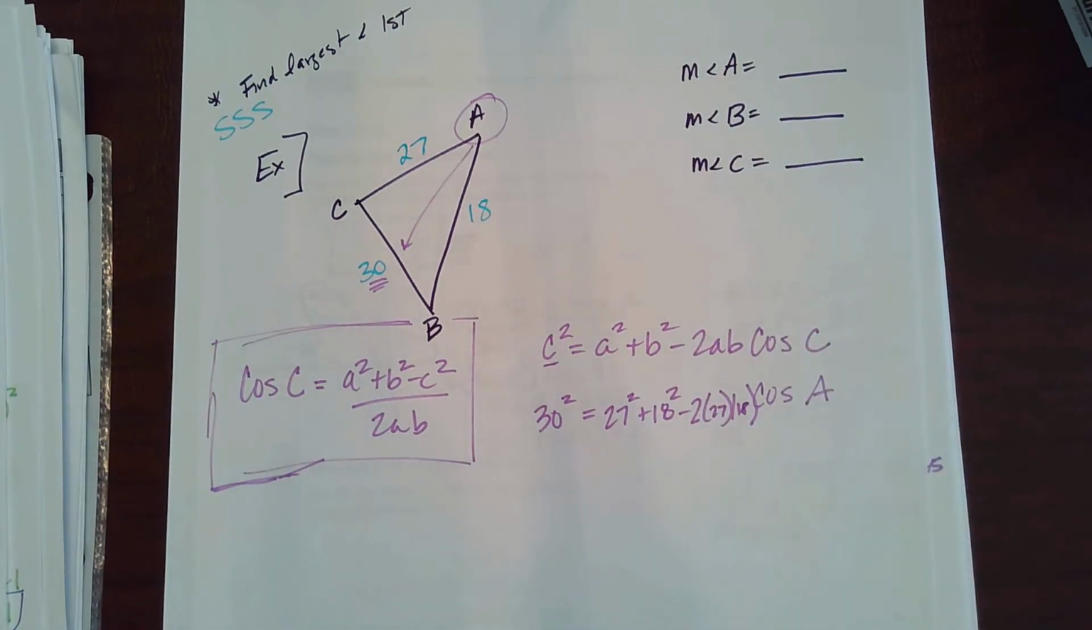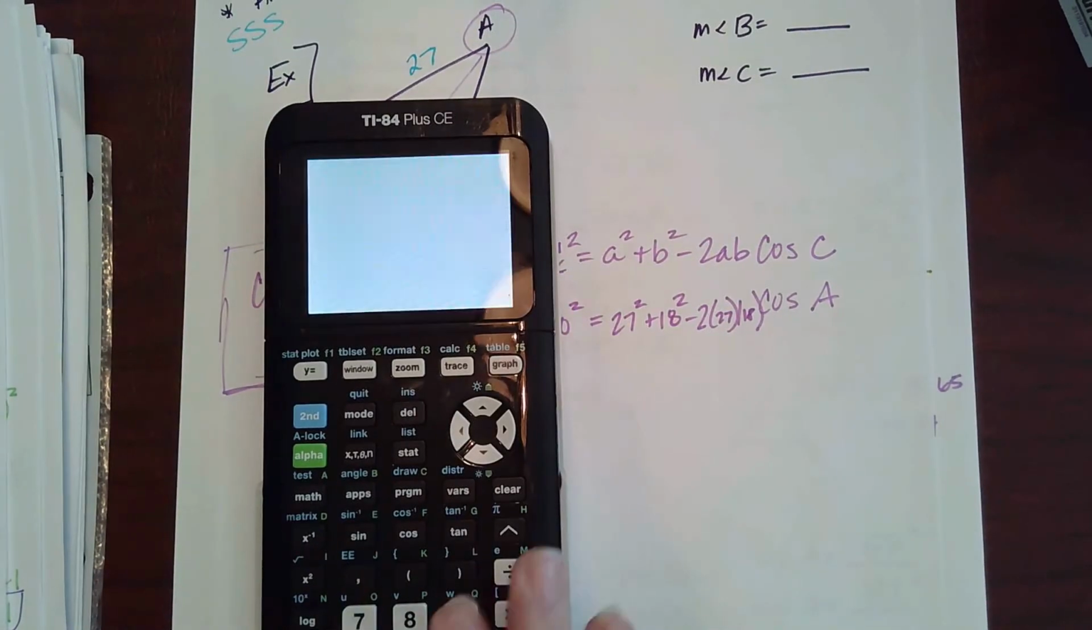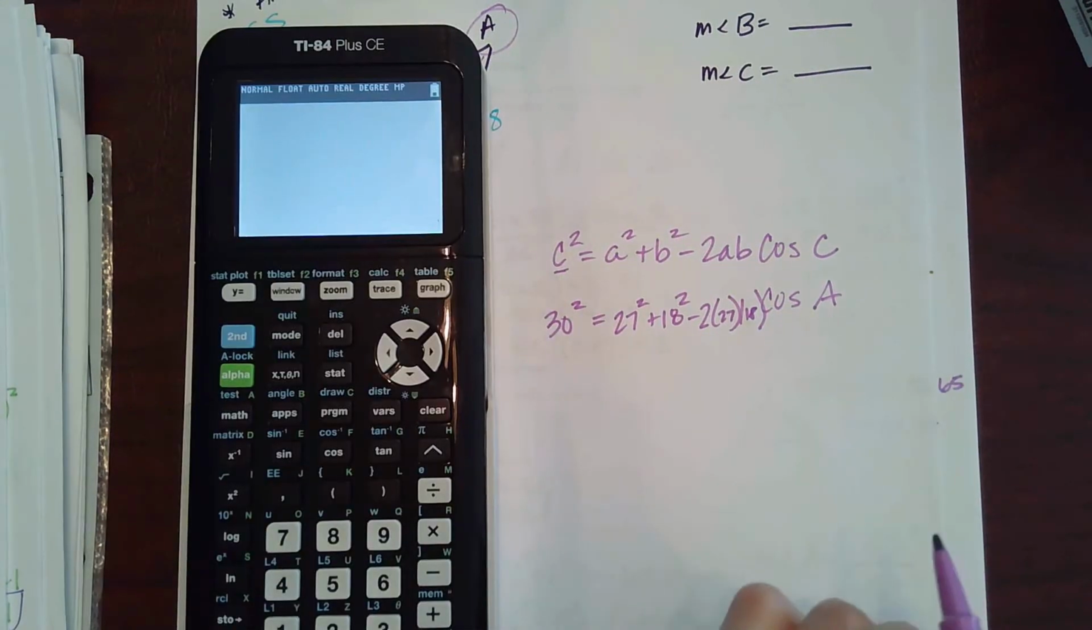Okay, gotta squeeze it in there. All right, here's what I would do in order for you not to get order of operations incorrect. I would start by doing 30 squared, which of course is 900.